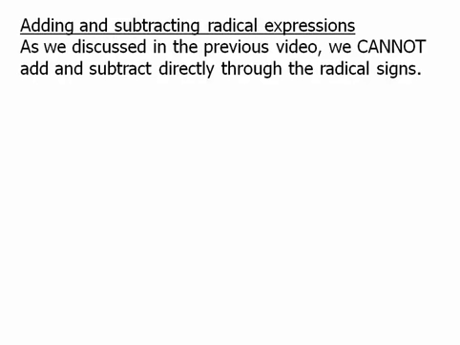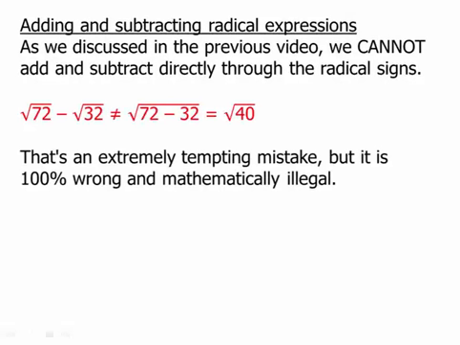So first of all, we'll start with addition and subtraction. And in fact, we'll begin with what we cannot do. As we discussed in the previous video, we cannot add or subtract directly through the radical signs. So for example, if we had to do root 72 minus root 32, it would be incorrect to do the subtraction and get square root of 40. It's an extremely tempting mistake, but it is 100% wrong and mathematically illegal.